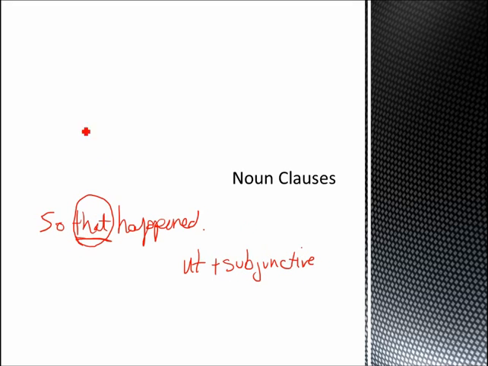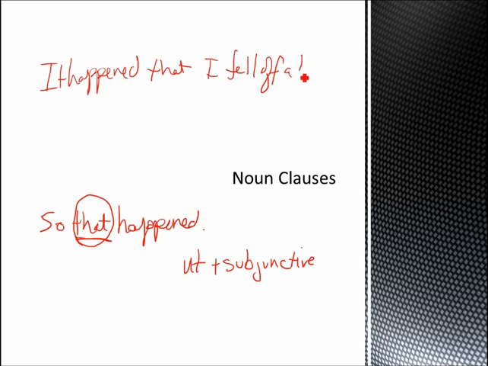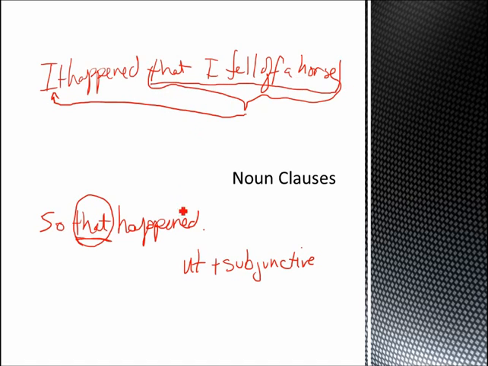So we might rewrite that to say, it happened that I fell off a horse. This clause, that I fell off the horse, is actually the subject of the sentence. It is the "it," right? So these noun clauses, this ut plus subjunctive, can serve as the subject of a sentence.